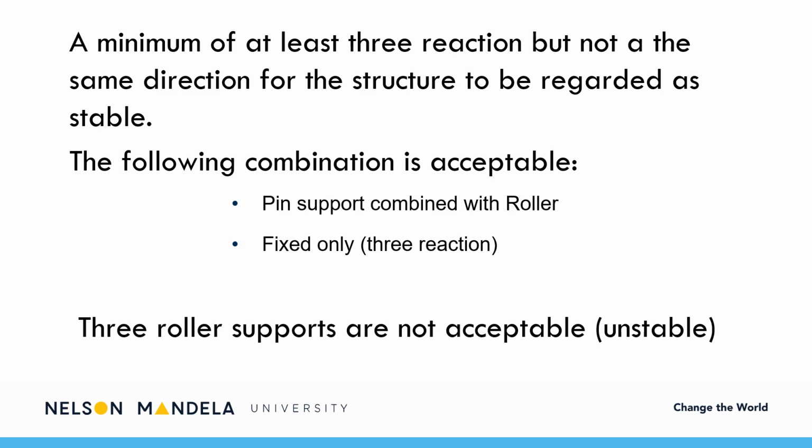So if you think about it now, going back to the previous slide, a fixed support has three reactions. That is more than enough in any structure. Think about the cantilever, we'll discuss that later on. It has three reactions: the vertical, the horizontal, and the moment reaction. Another combination you can use is a pin support and a roller support together. It gives you three reactions. Two go in the X and Y directions, and the third goes in either the X direction or the Y direction.